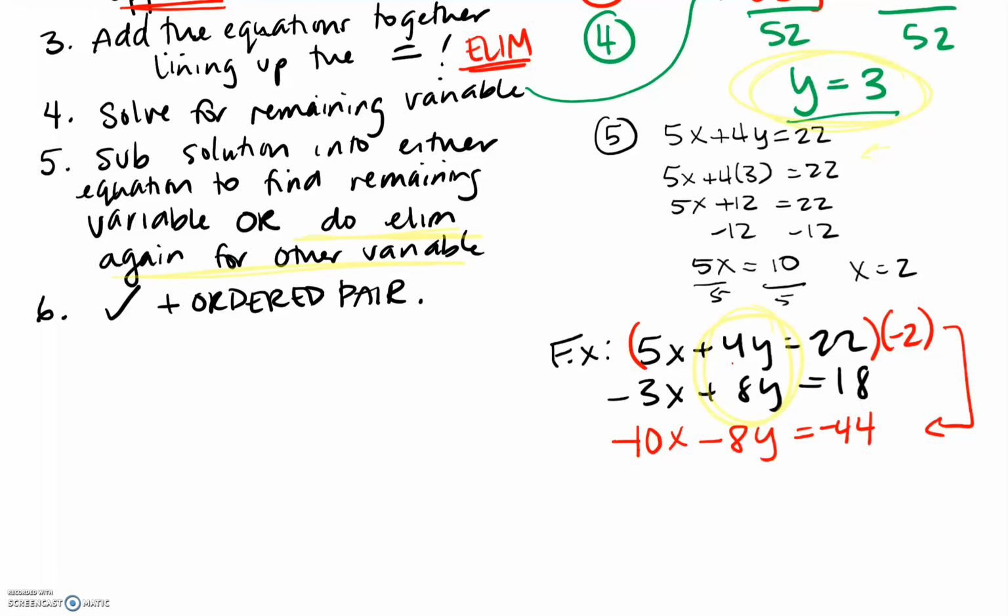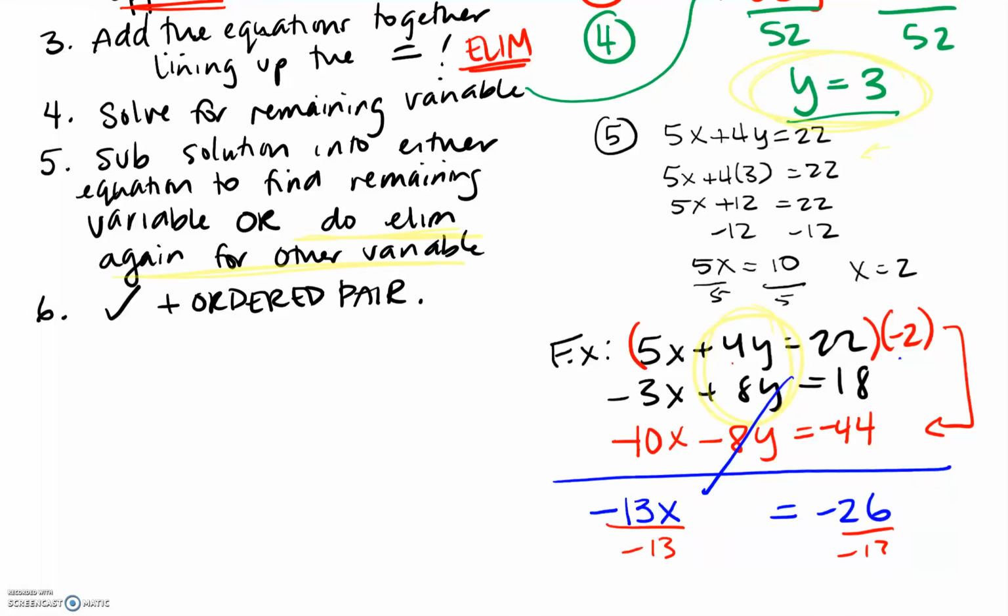And now our y's have opposite coefficients. So if we do our third step where we add together, the y's will cancel out. That's why we chose the negative 2, and we're clever with that. And we get negative 13x is equal to negative 26. And when you finish solving for your x, you get that x is equal to 2. Same thing, just a different way to get there.